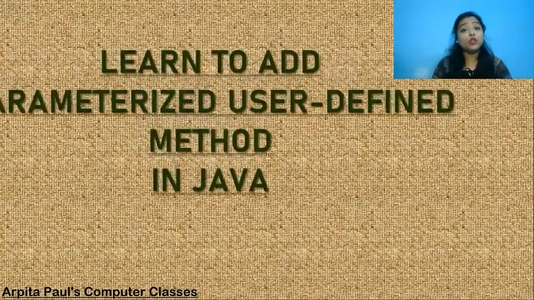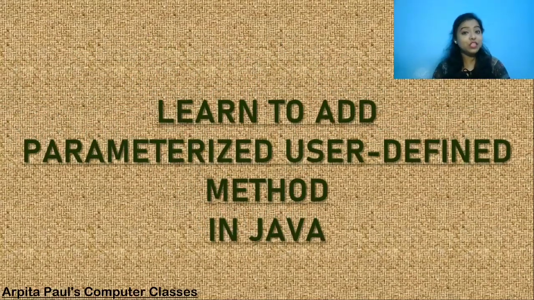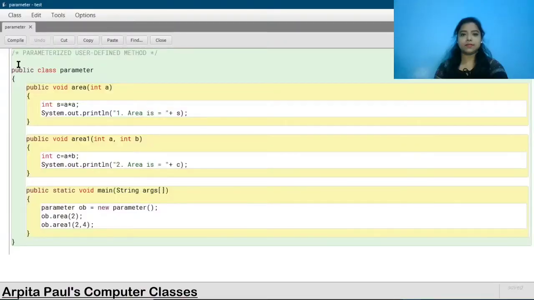And today I am going to teach you how you can pass a parameter or argument within your user defined method. Okay, so let's move on to the writing part. So you can see I have already written a program here. Let me explain that. Parameters or arguments are the values which will be passed within the method and will be used for the operations.